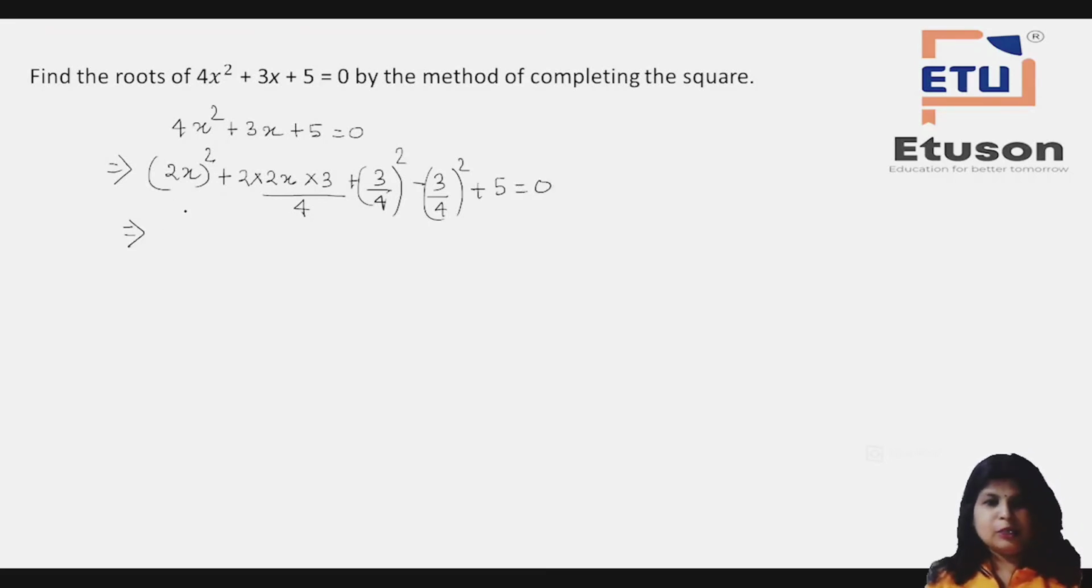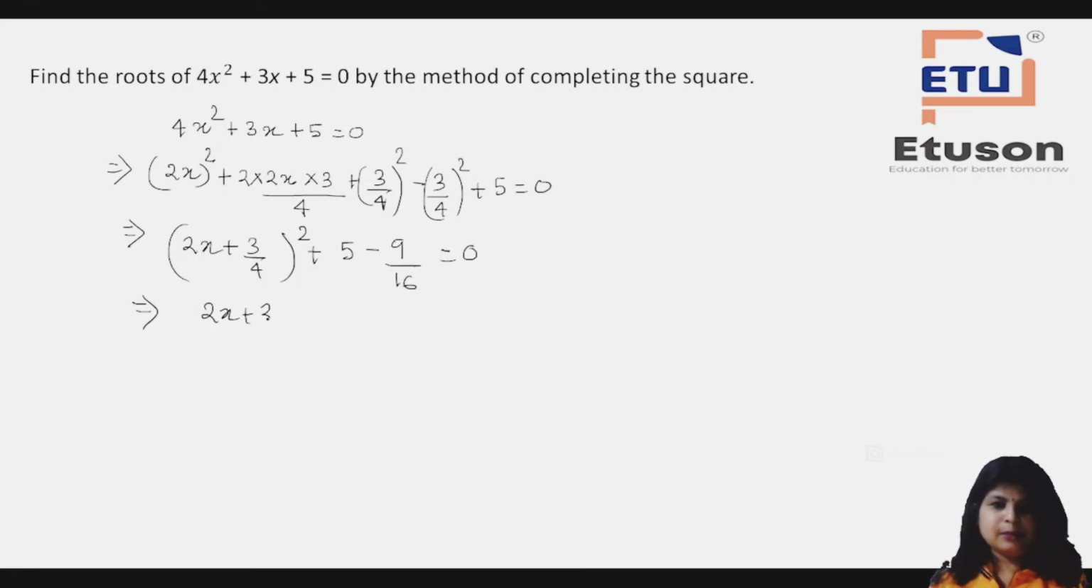Correct or not? Now look at the first 3 terms. What does it represent? It represents a plus b whole square. So 2x plus 3 by 4 whole square. Right? So plus 5 minus 3 by 4 whole square, how much? 9 by 16 is equal to 0. So it implies 2x plus 3 by 4 whole square.